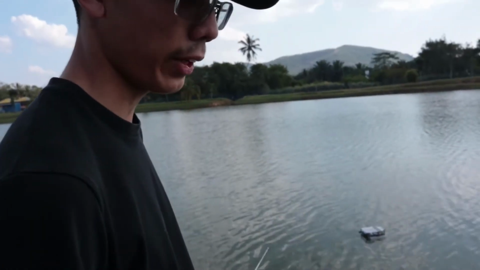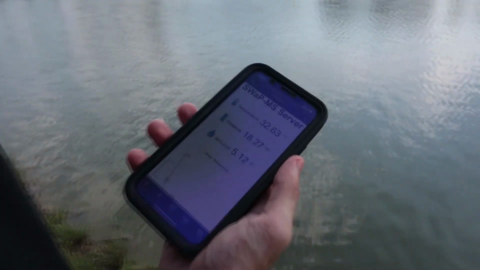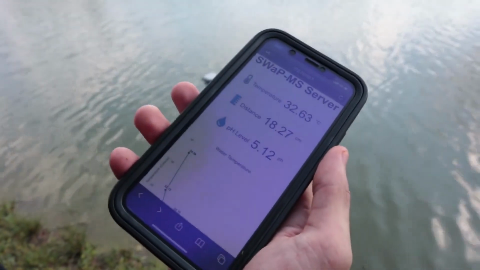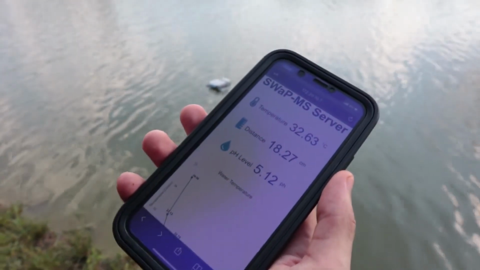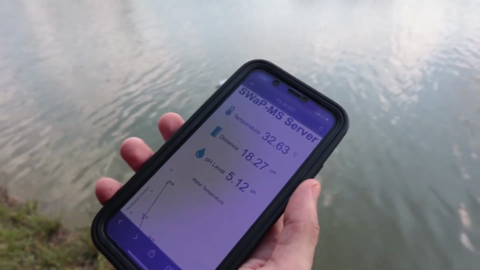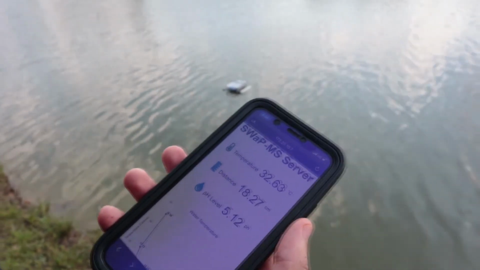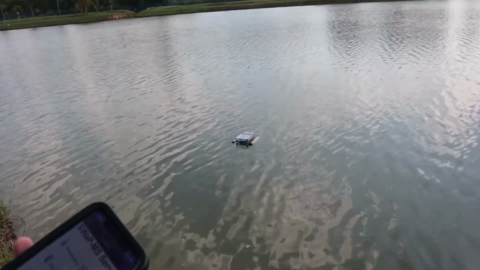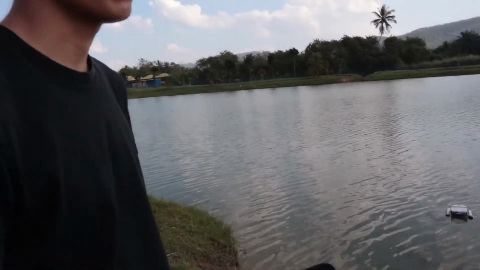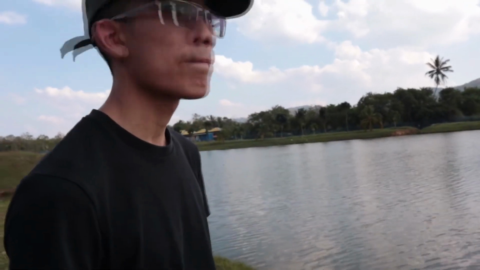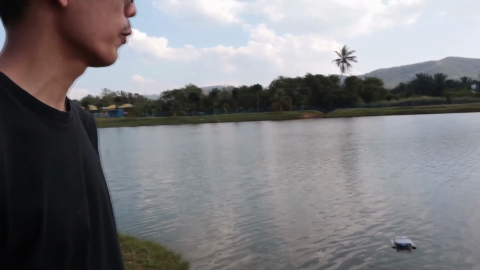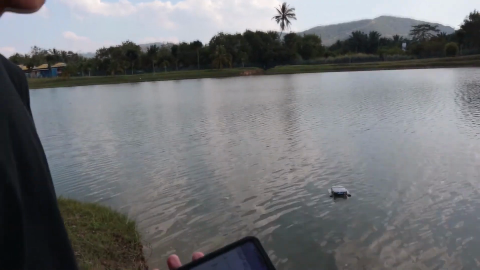At this location, the temperature is 32.63 degrees Celsius, the distance is 18.27 centimeters, and the pH level is 5.12. In conclusion, the quality of this water is more acidic, close to neutral, and the depth of the water surface is around 15 to 25 centimeters.